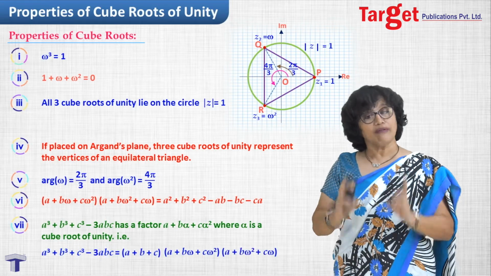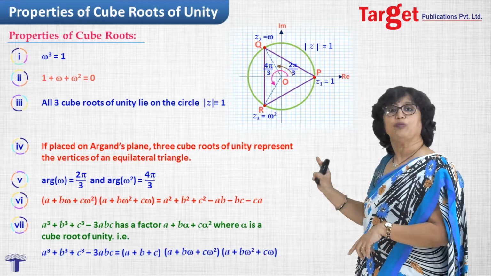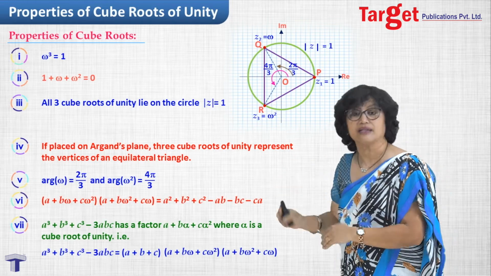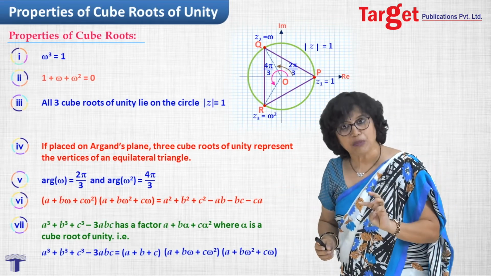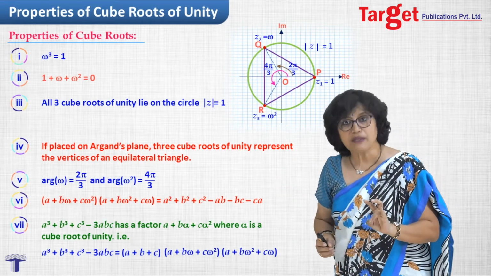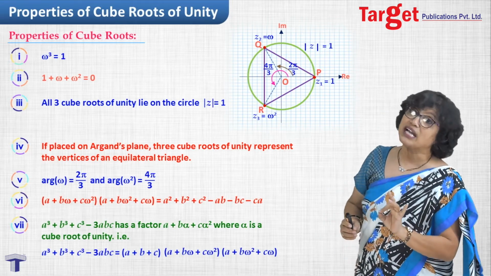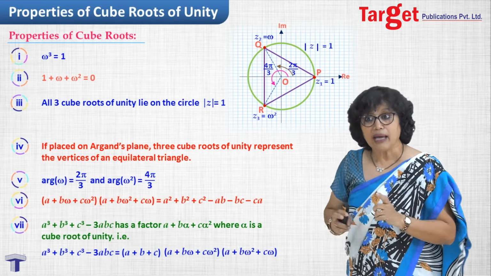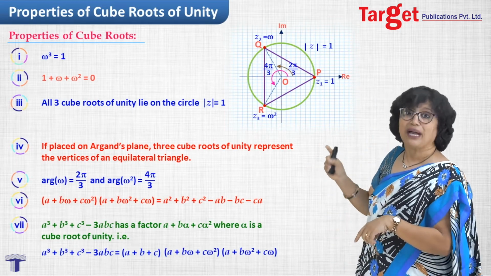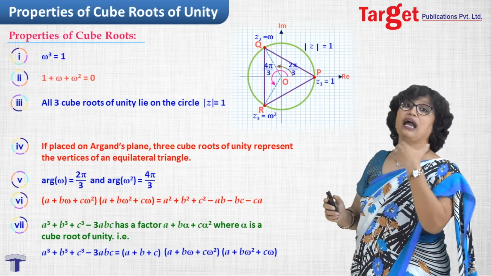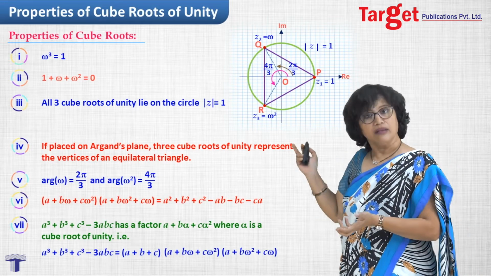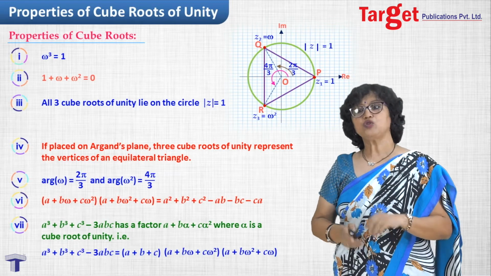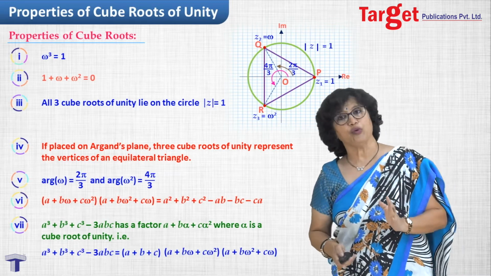And hence I can always write a cube plus b cube plus c cube minus 3abc equal to, one step I have not written, I have directly written the result. Factors would have been a plus b plus c, a plus b omega plus c omega square, and a plus b omega square plus c omega. These three factors are expected, right? Why? Because a square plus b square plus c square minus ab minus bc minus ca has been replaced by the product of those two factors which have omega and omega square in them. So these are standard properties of cube roots of unity.